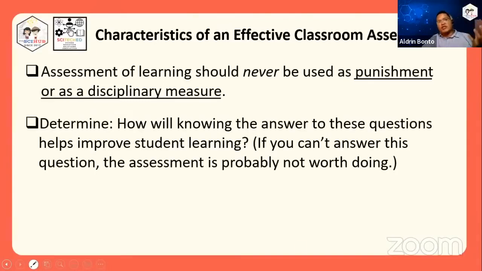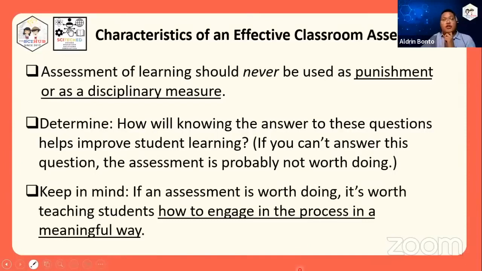So we have here the question, how will knowing the answer to these questions help improve my students' learning? 'Di ba? So example, alam ng students yung sagot. Pero the next question is, do they really have an understanding of those questions? And another thing to keep in mind, if an assessment is worth doing, it's worth teaching students how to engage in the process in a meaningful way.